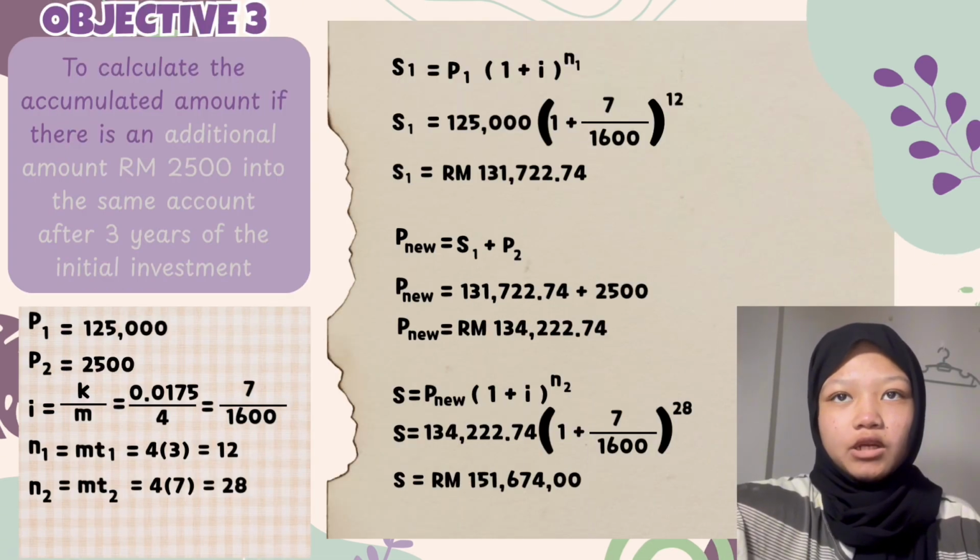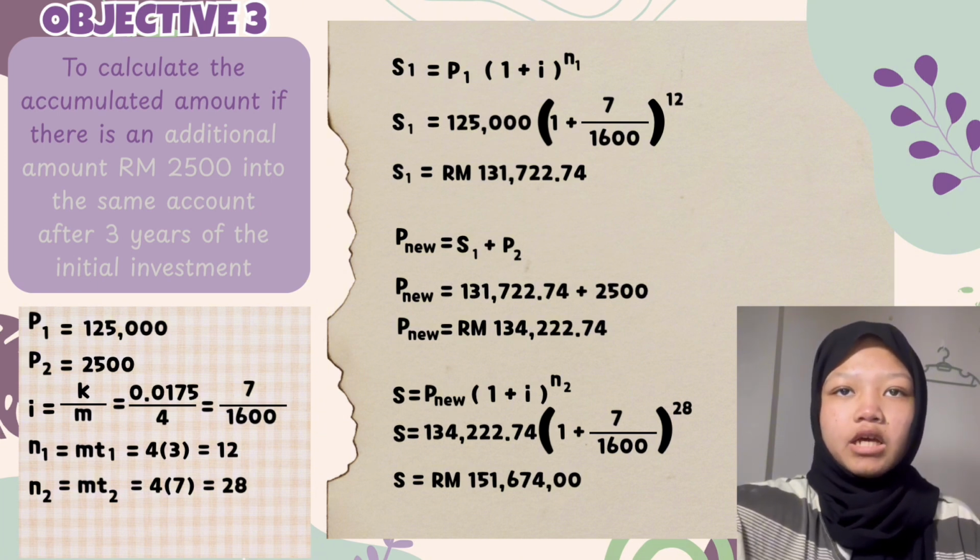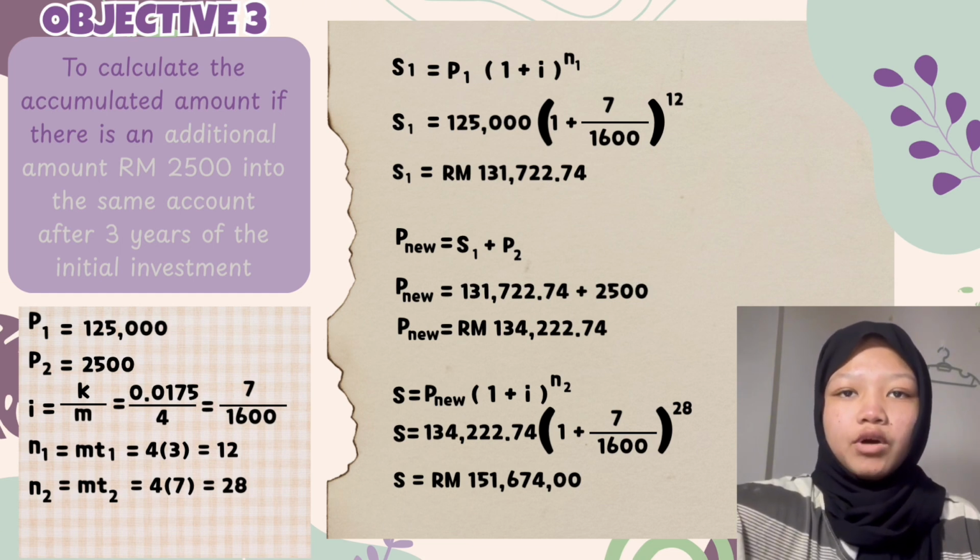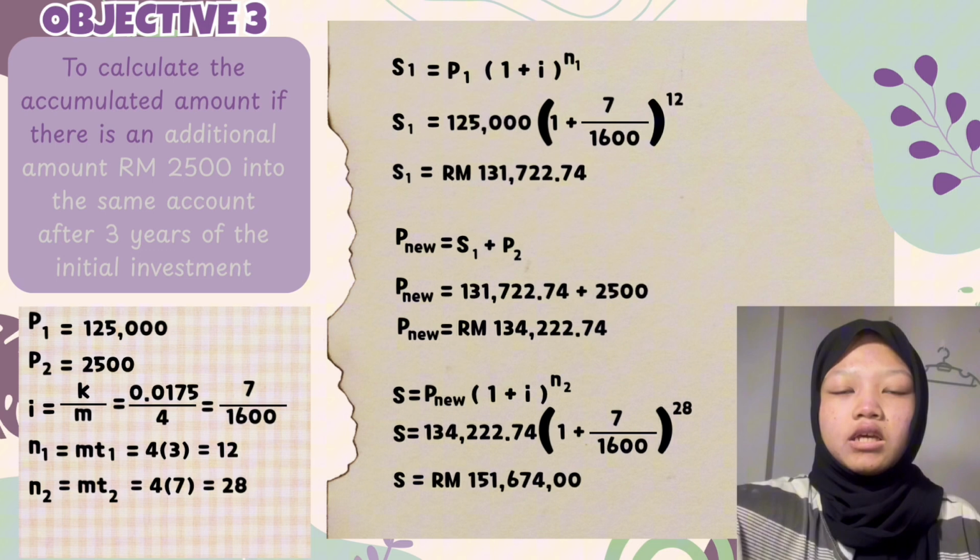Objective 3. To calculate the accumulated amount if there is an additional amount of 2,500 into the same account after 3 years of the initial investment. For P1, 125,000. P2, 2,500. i equals K over m, 0.0175 over 4, equals 7 over 1,600. N1 equals m multiplied by T1, 4 multiplied by 3 equals 12. N2 equals m multiplied by T2, 4 multiplied by 7 equals 28.